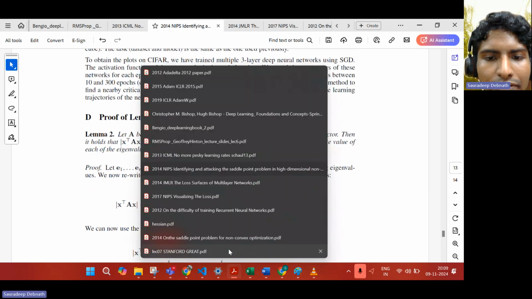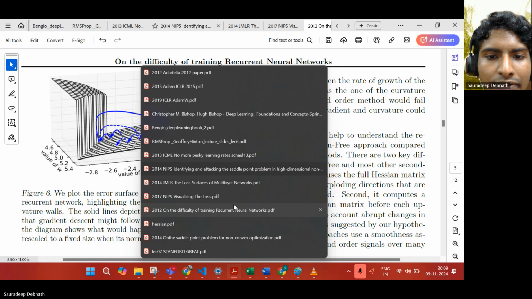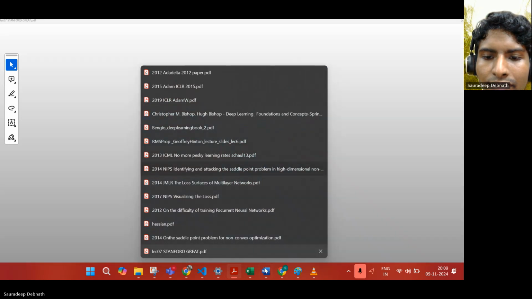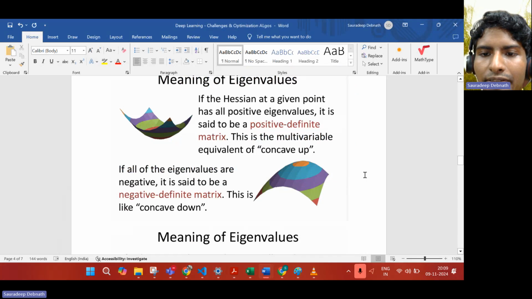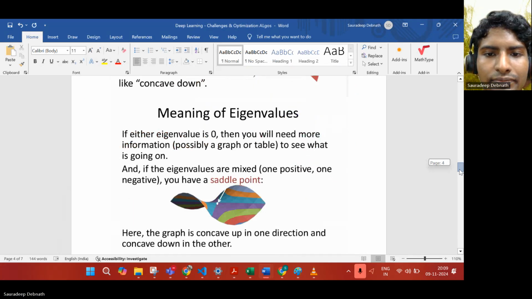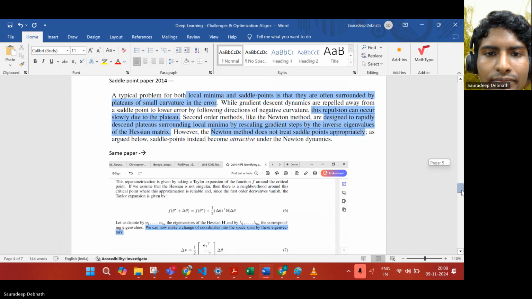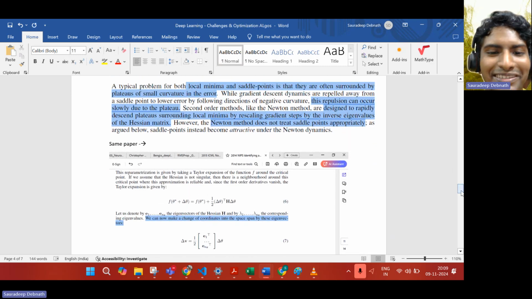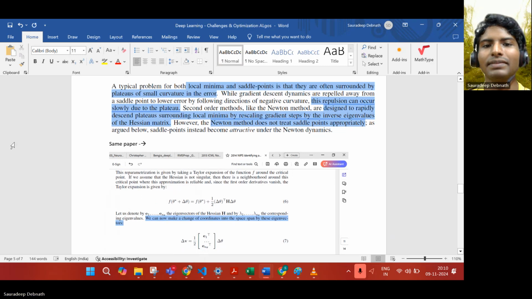So wait, I wanted to go to a different paper. Maybe I have it written here. Yeah, this is from the saddle point paper itself. I couldn't find it, but I have it screenshotted luckily. Right.